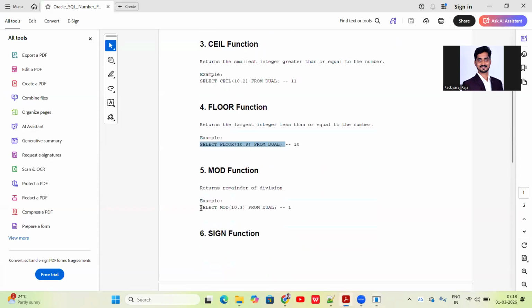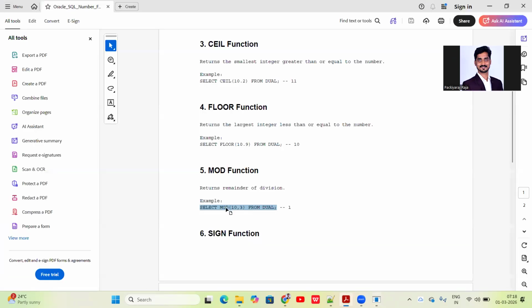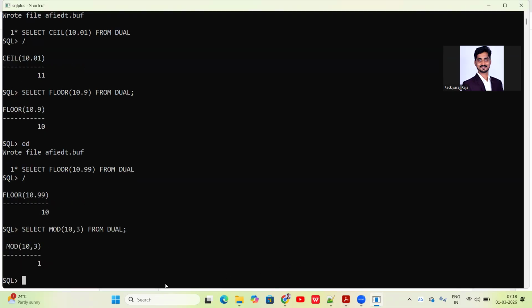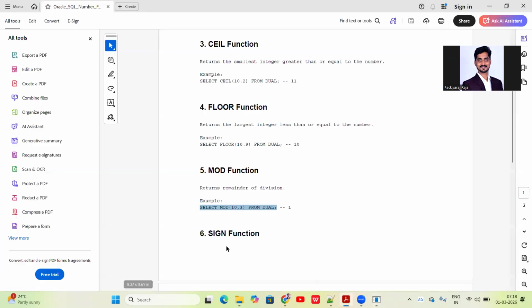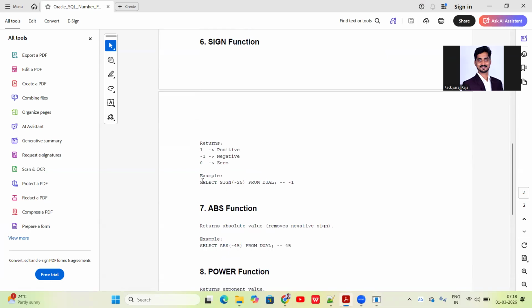So the mod function automatically, you just give the division numbers. See, its mod number is 1. So the division, it will give the remainder. So 10 divided by 3, the remainder is what it's giving. Okay, sign. For example, this is the sign.